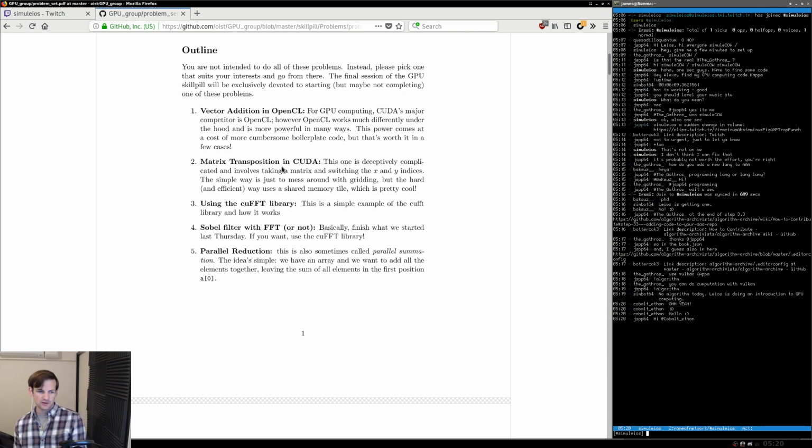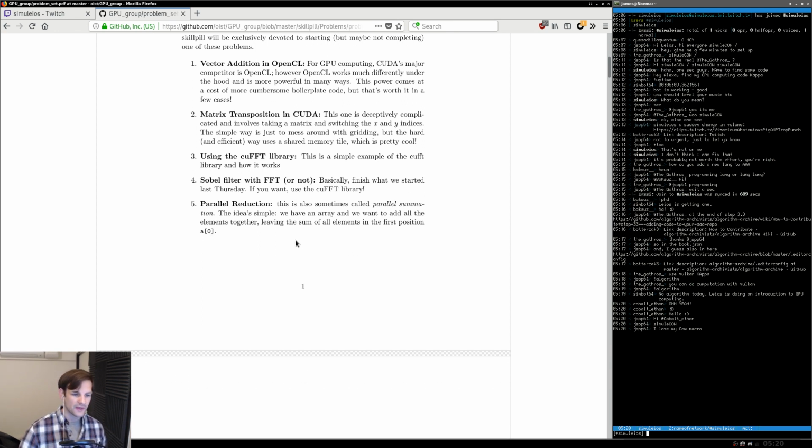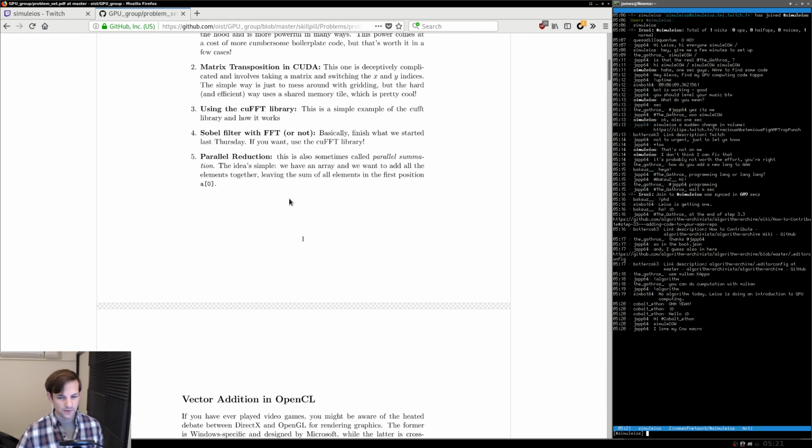An introduction to the cuFFT, because the cuFFT library was one of the libraries that people requested being able to use. Sobel filter, with or without an FFT. We had an example in there where we did a convolution. And the question was, hey, can you do the convolution with CUDA with or without the FFT? There are two different ways to do it.